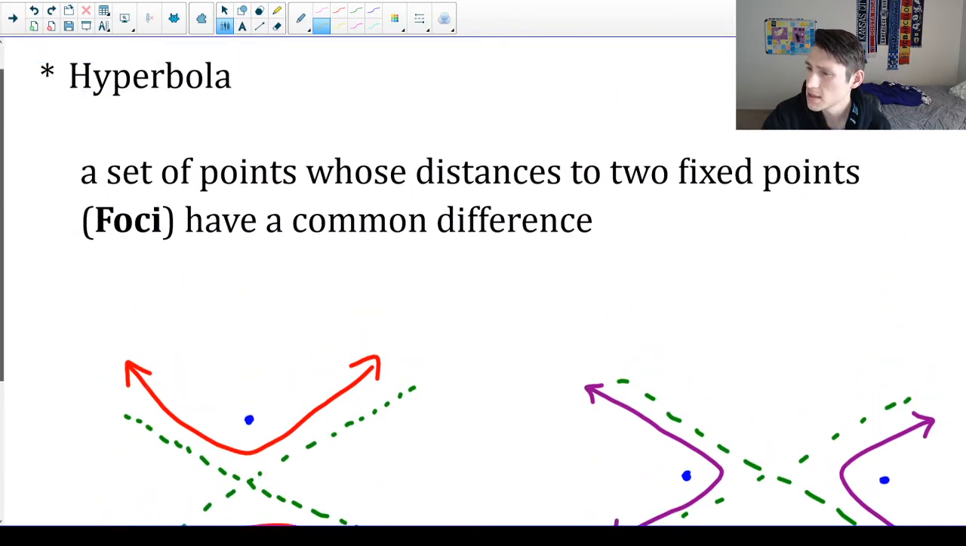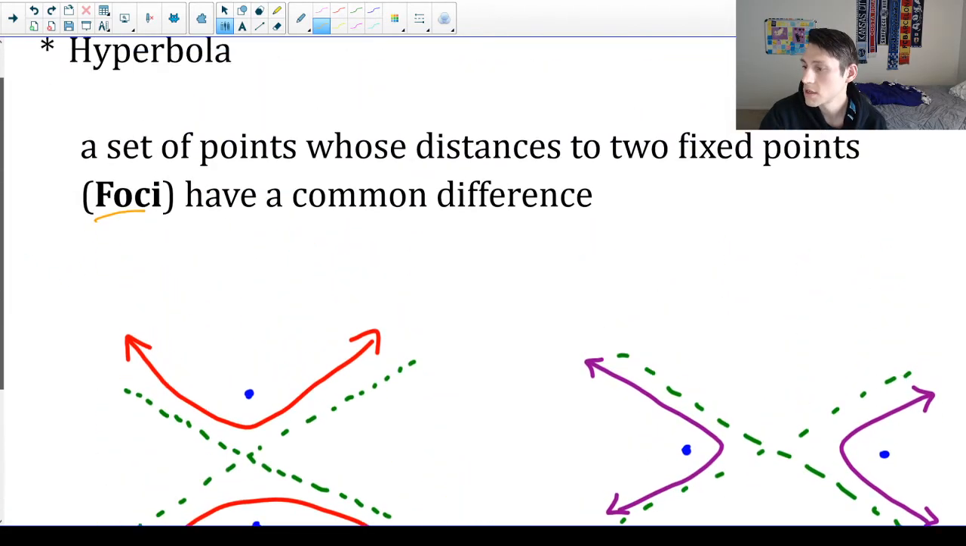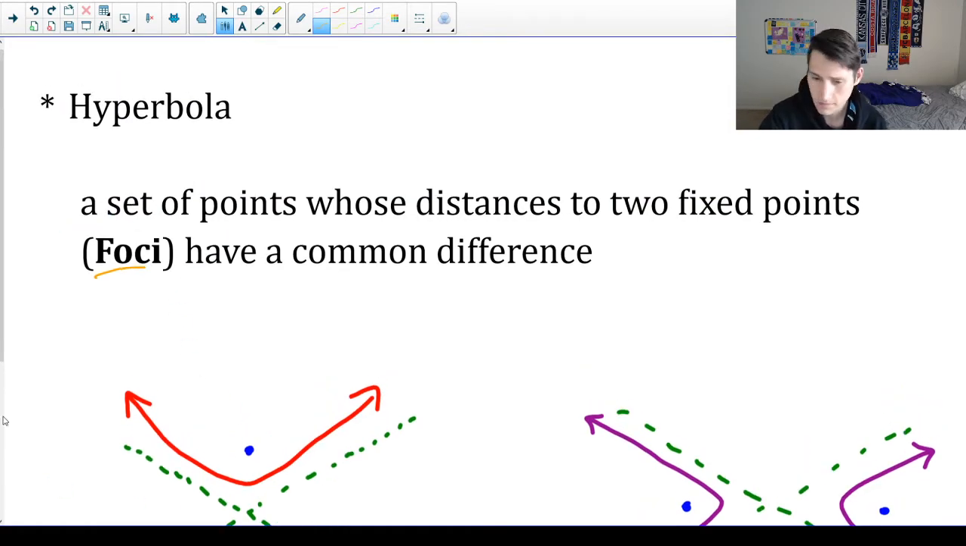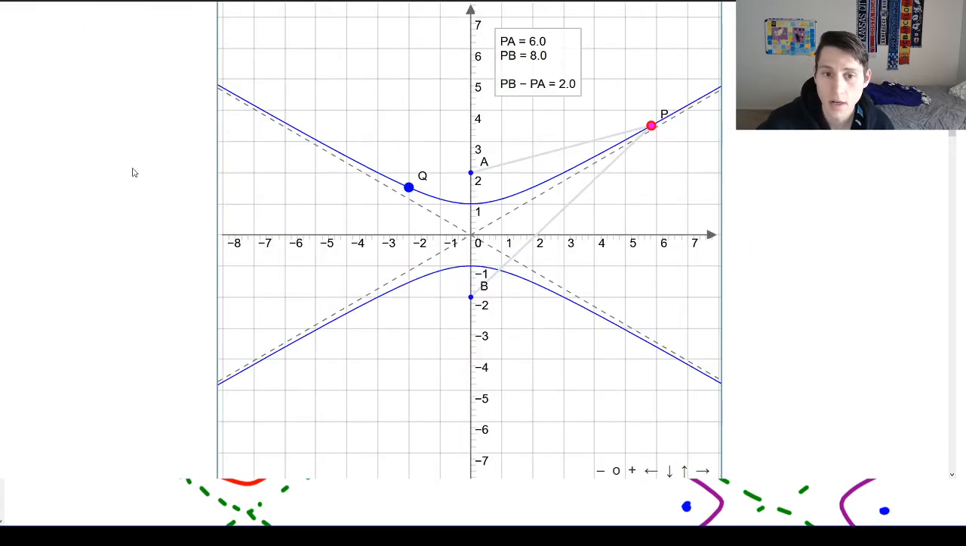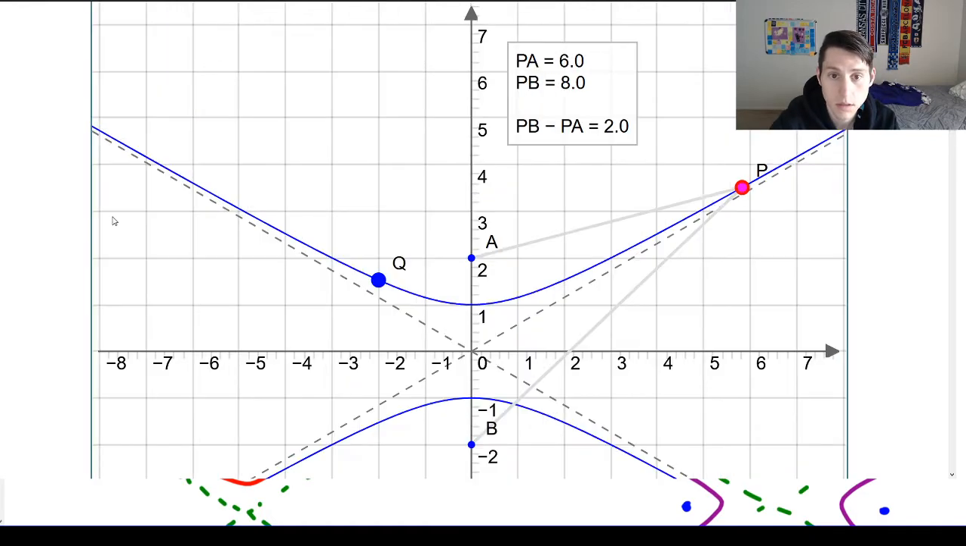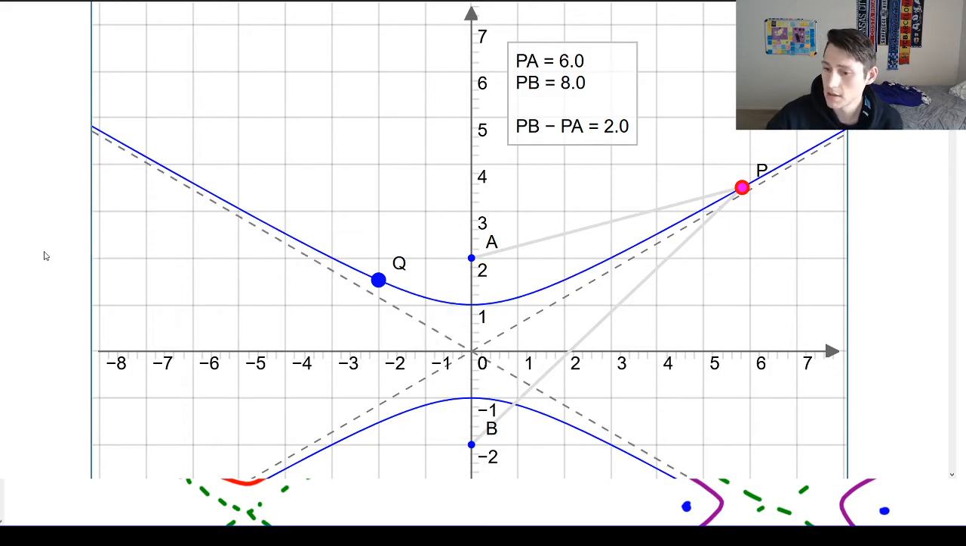Okay, hyperbolas. A set of points whose distances to two fixed points, foci, so we're back, we have foci again. The distances to the foci have a common difference. Now, what does that mean? Good question. Let me show you. So let me go back to my little interactive here. But I have one for a hyperbola. Okay, so I have this hyperbola here.